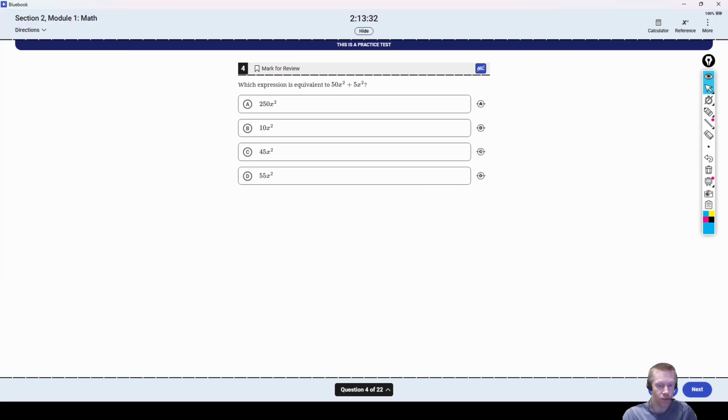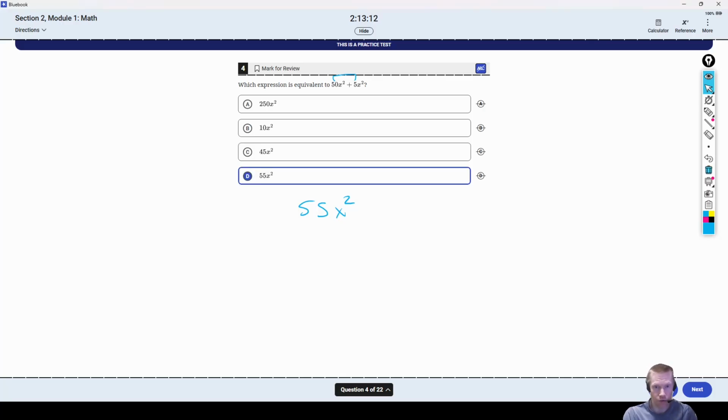Next up, question number 4. Here you are adding two like terms. So it's just 50x squared plus 5x squared. Well, we combine the coefficients in the front to make 55. The variables stay the same. So the correct answer is letter D, 55x squared.